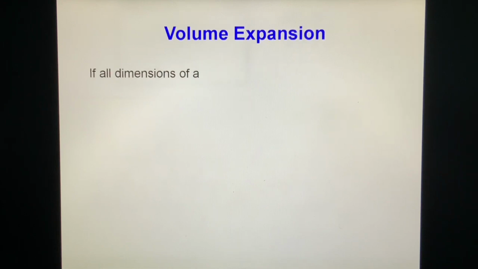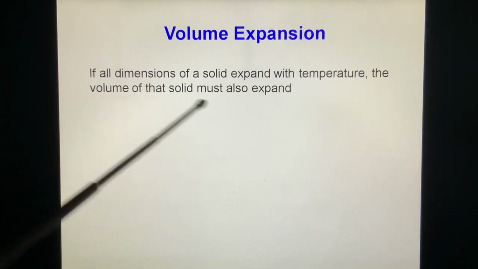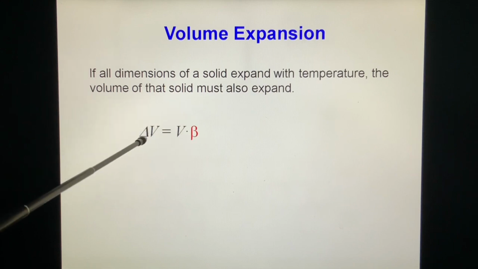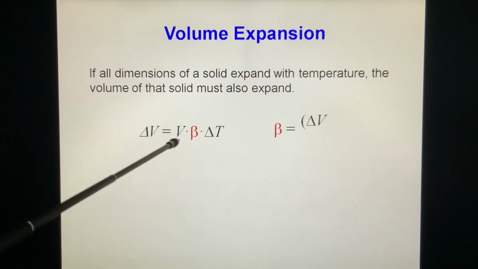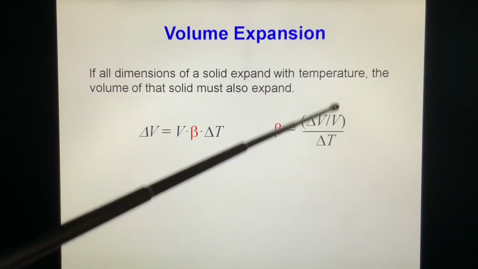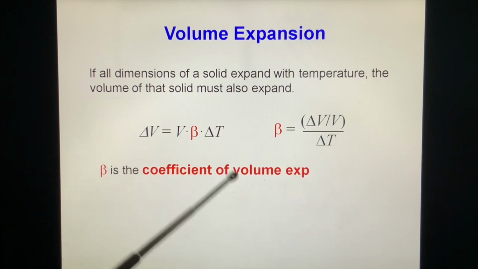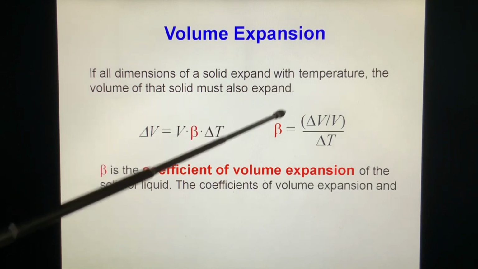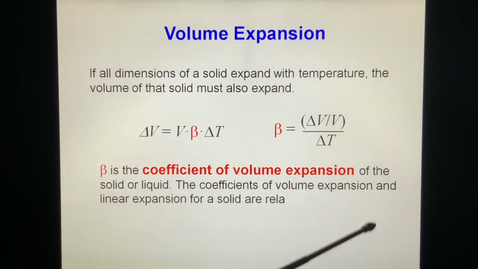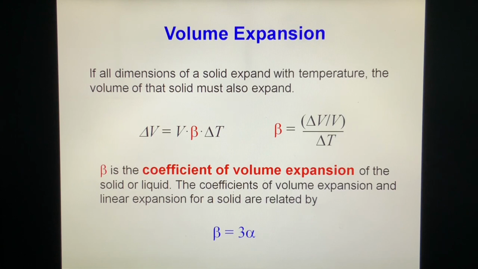Volume expansion. If all dimensions of a solid expand with temperature, the volume of that solid must also expand. Delta V is proportional to V delta T and a constant beta. The beta equals delta V over V, the relative change in volume, divided by delta T. We call it the coefficient of volume expansion of the solid or liquid. And this coefficient of volume expansion and the coefficient of linear expansion alpha for a solid are related by beta equal to 3 alpha. Now we can prove it later.